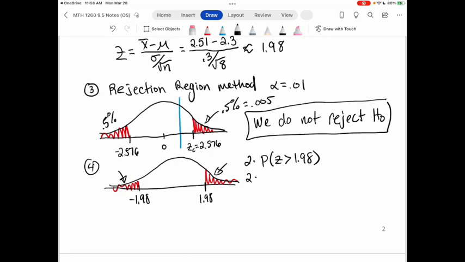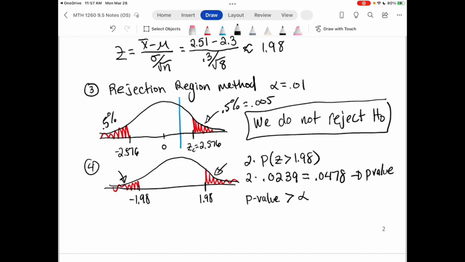Using the normal distribution on the calculator, we can find the probability that we're going to get a value higher than 1.98. We're going to find that that p-value is 0.0239. Then when we multiply it by 2, because we have to double it because we have the two wings, we're going to get 0.0478. So this is our p-value.